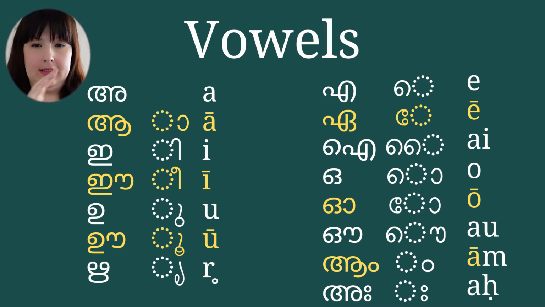So from the top on the left, we have a, I, u, r, e, I, o, ow, a. Alright, so we have that for the vowels. So we're going to move on to the consonants.